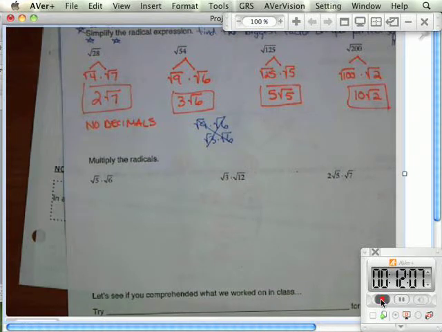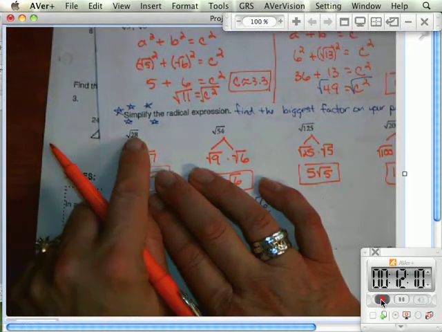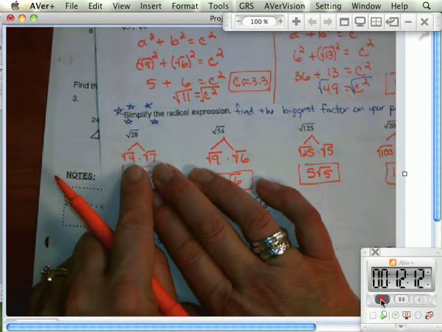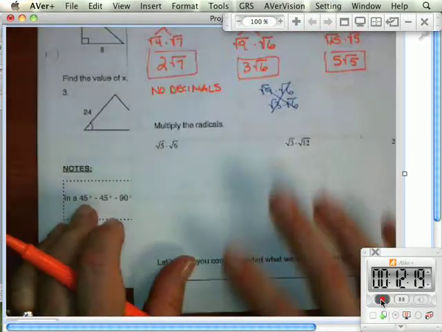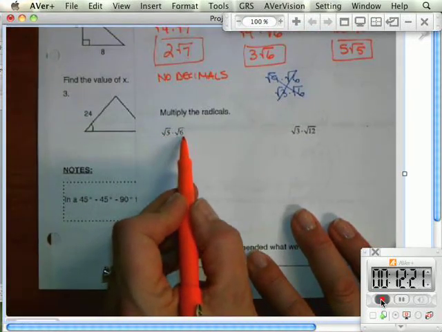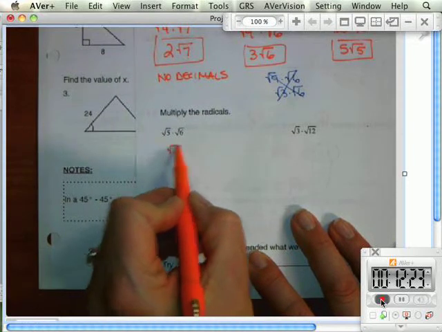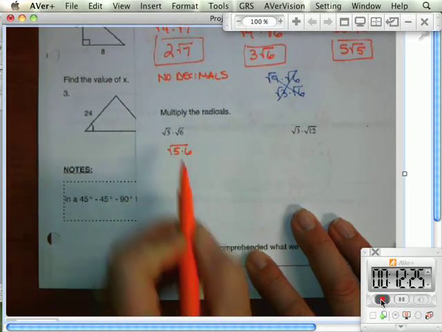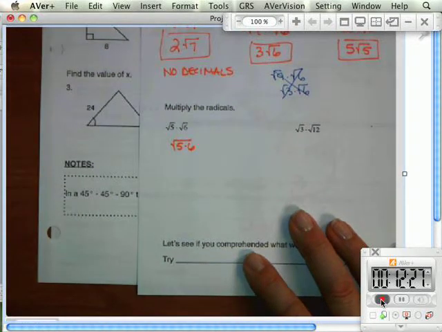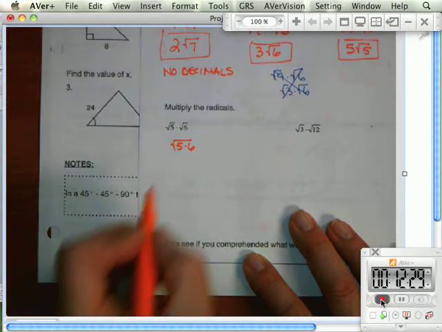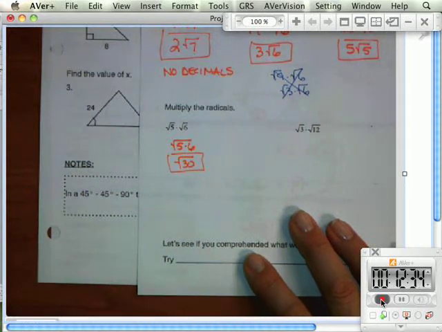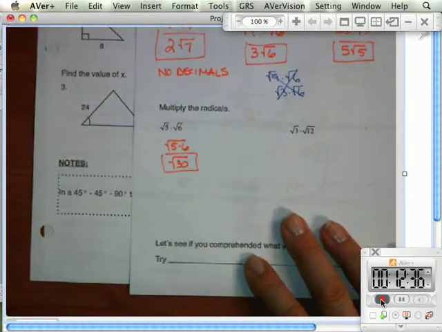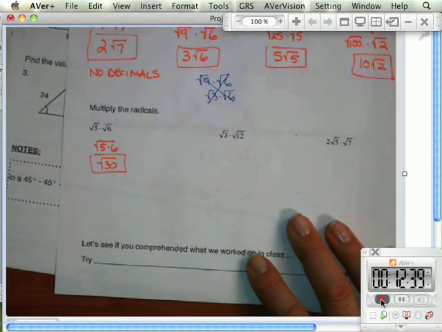Multiply. Oh, wait. So if we went from here to here, could I not go from this to that? Of course you can. Look, we have the square root of 5 times the square root of 6. I can put them together under 1, which is equal to what? Square root of 30. Multiplied the radicals. Okay, next.